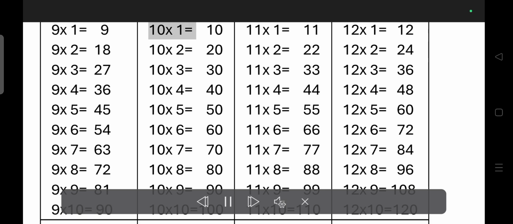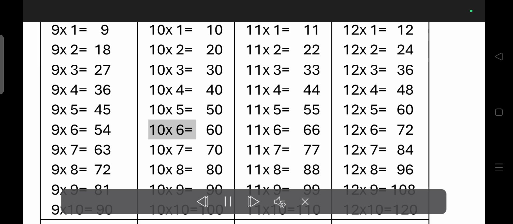10 times 1 is equal to 10. 10 times 2 is equal to 20. 10 times 3 is equal to 30. 10 times 4 is equal to 40. 10 times 5 is equal to 50.